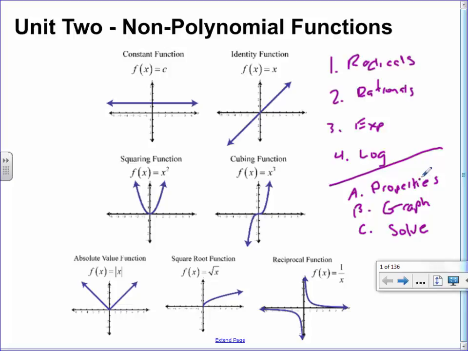For example, the first thing we're going to talk about with radicals is the main property of a radical, that you can't square root a negative number. Does that make sense? Little things like that. Or when we talk about rationals, fractions, we'll talk about the terminology behind numerators and denominators and how you can't divide by 0 in the denominator. Those little subtle details. Does that make sense? So that's our roadmap for the next little while.